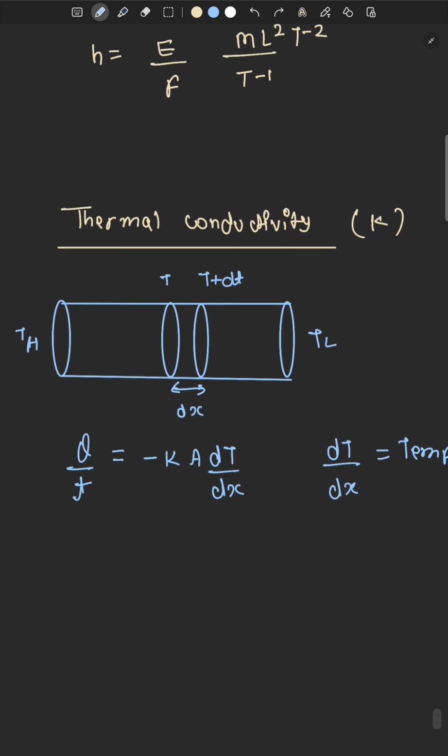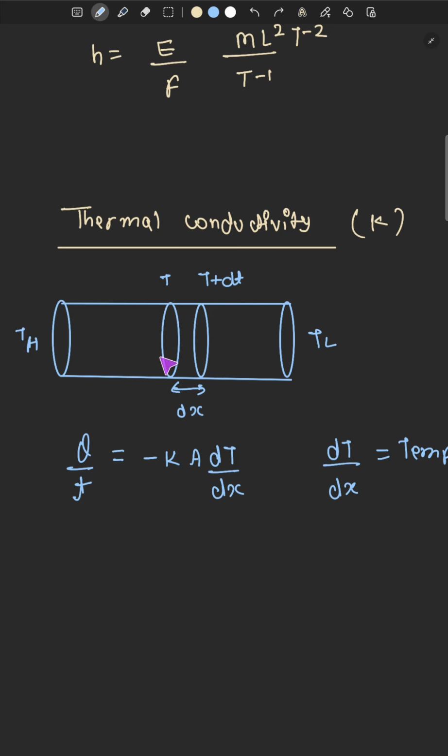Okay, now the next is the thermal conductivity. So for thermal conductivity, let's suppose this is a metal rod of cross section area A. This is the cross section area A, and one end is at higher temperature and another is at lower temperature. So we know that heat flows from higher temperature to lower temperature. Okay, so in this we have considered a cross section of surface. This is surface A, this is B.